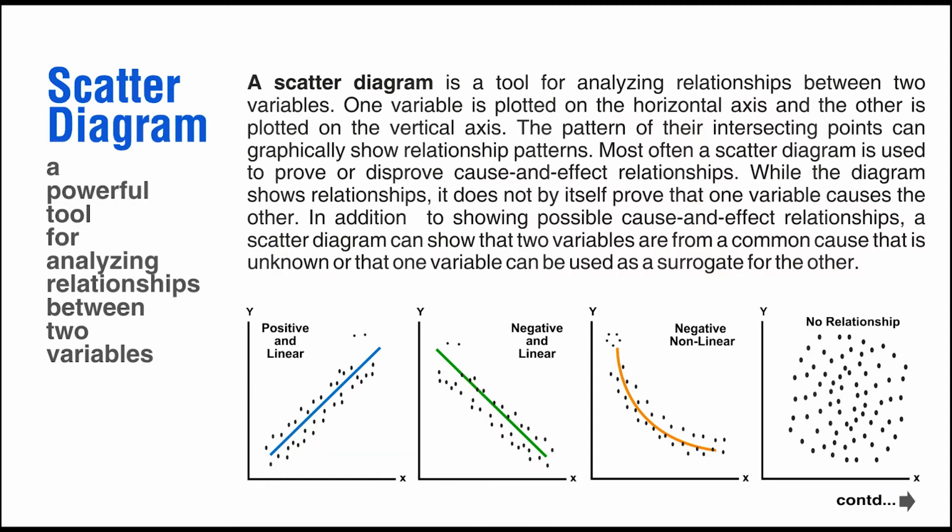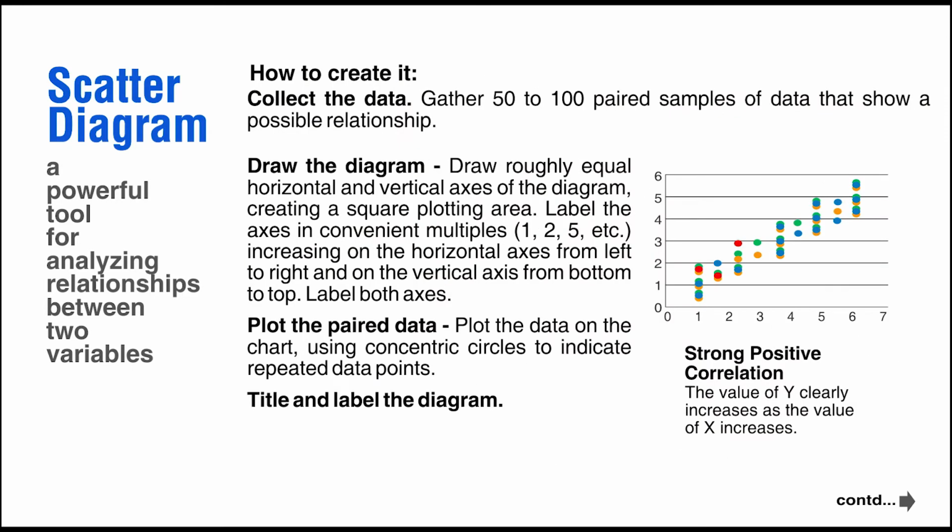A scatter diagram is a tool for analyzing relationships between two variables. One variable is plotted on the horizontal axis and the other is plotted on the vertical axis. The pattern of their intersecting points can graphically show relationship patterns. Most often, a scatter diagram is used to prove or disprove cause and effect relationships. Creation of scatter diagram: collect the data, draw the diagram, plot the paired data, title and label the diagram.